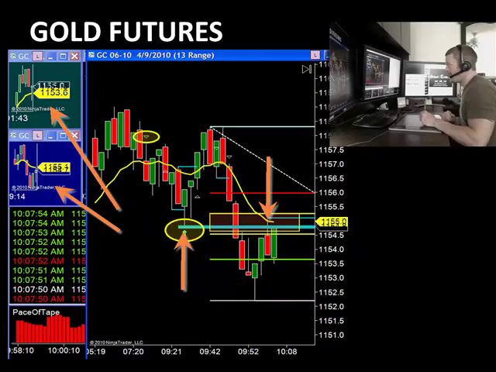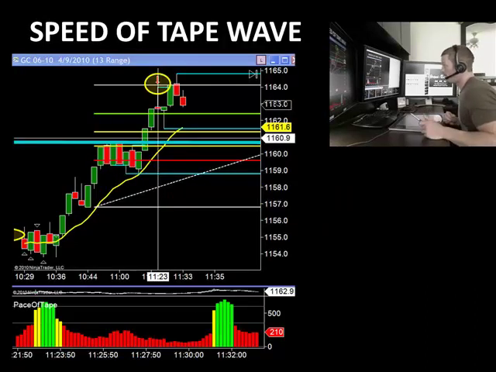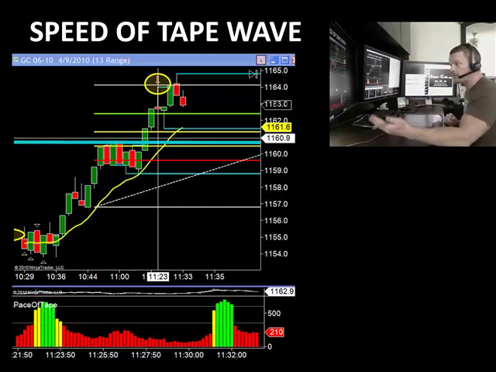Use that lower low as protection on the trade. This one didn't work out because of the medium time frame, and that's exactly why we didn't take the trade. Now here's another example, a great example of how we use speed in the wave.